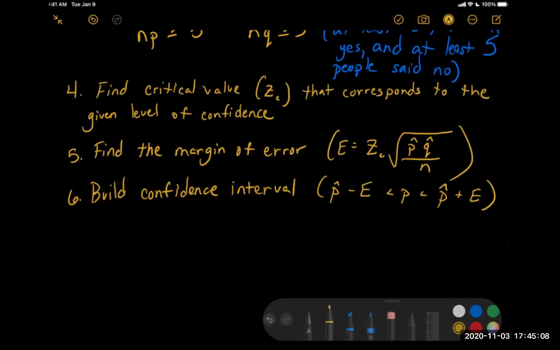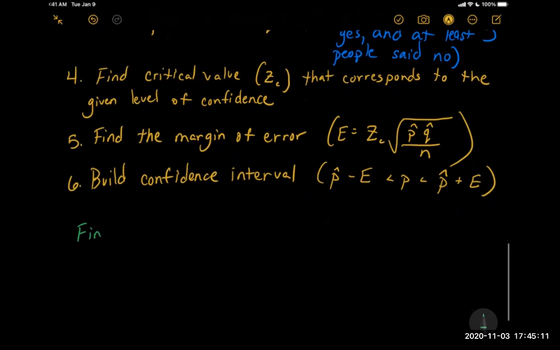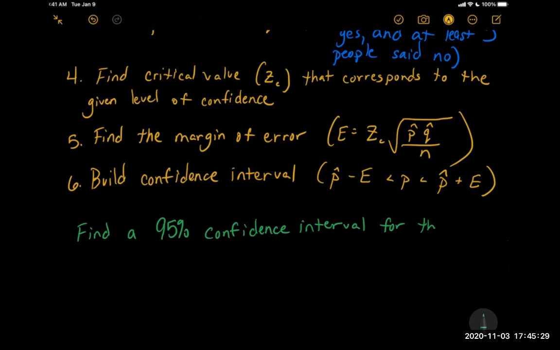And so let me give you a question. We are going to find a 95% confidence interval for the proportion of people who use Facebook. Who uses Facebook? Let's go find out.